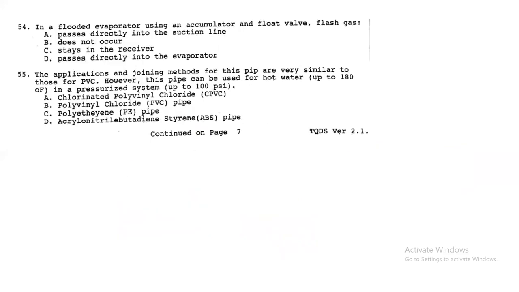So, next, 54, in a flooded evaporator using an accumulator and float valve flash gas. So, anong sagot sa 54? So, the flash gas passes directly into the suction line. Then 55, the application and joining methods for this pipe are very similar to those for PVC. However, this pipe can be used for hot water up to 180 degree Fahrenheit in a pressurized system up to 100 psia. So, ang sagot sa 55, chlorinated polyvinyl chloride. Nasa blue book rin natin yan, no?